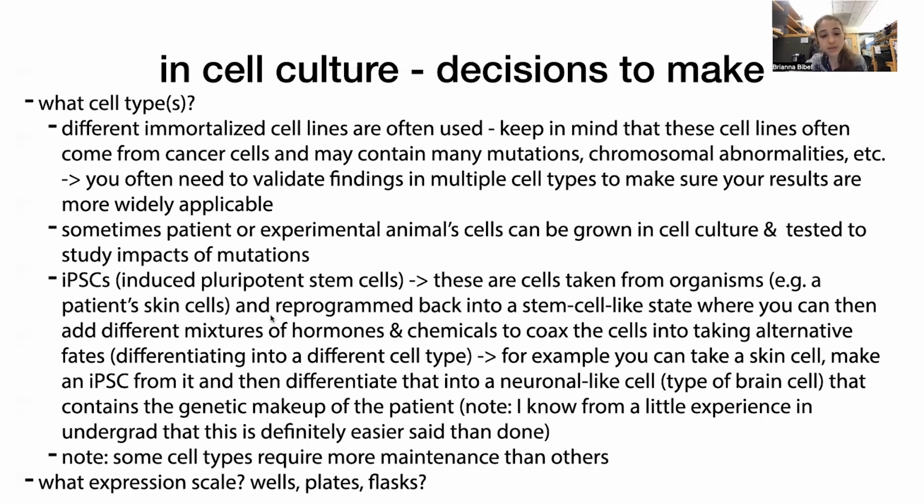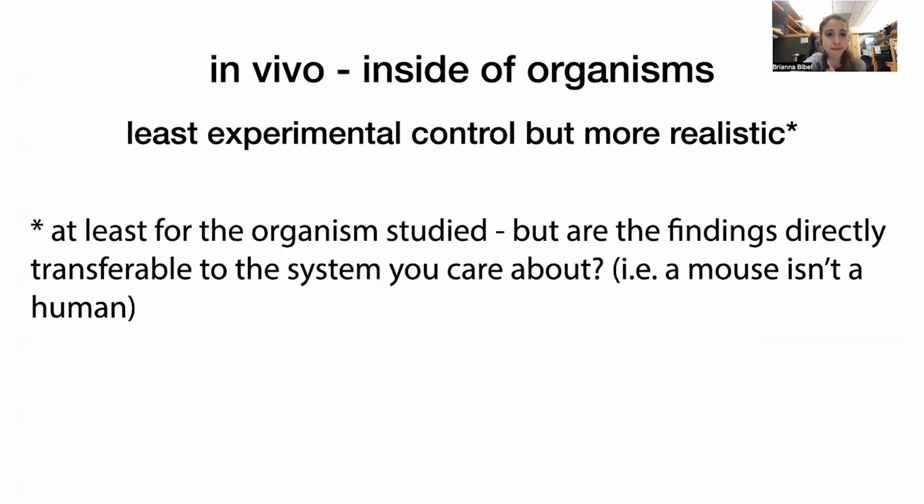And so some cell types require much more maintenance than others. So you might be spending a lot of time just doing cell culture when what you really want to do is see what's happening inside of the cells. You also need to think about what expression scale, wells, plates, flasks, little circular ball type things. There are various different things to think about.